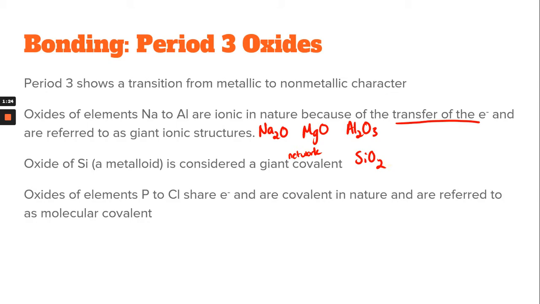And then we are switching to the nonmetals. So your phosphorus and your chlorine, they're going to share electrons with the oxygen and therefore are covalent in nature because of that sharing of electrons.